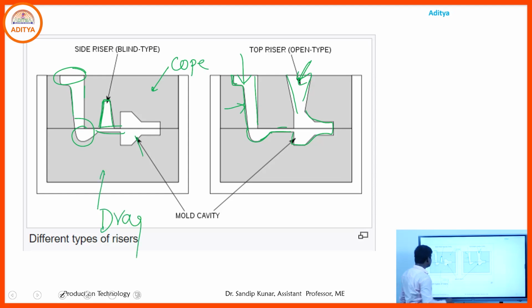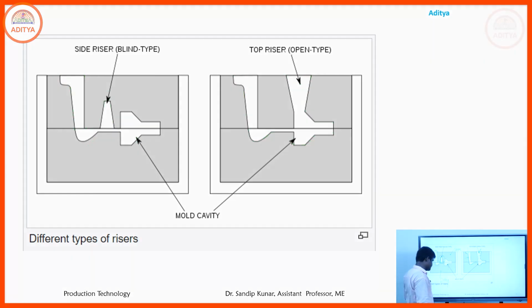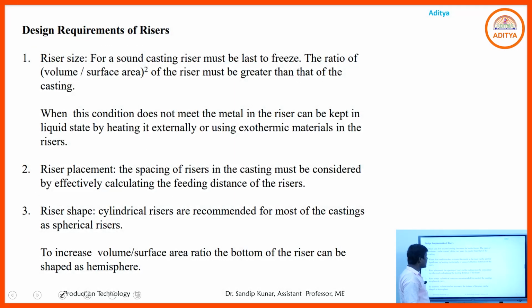So in that particular picture we are seeing that that is the top riser and that is the blind riser. It is also called side riser. What are the requirements of the riser? First one, riser size. The sound casting riser must last to freeze. Means when the liquid metal comes to that riser, it will not freeze first. Means it will freeze at the last time of that casting.